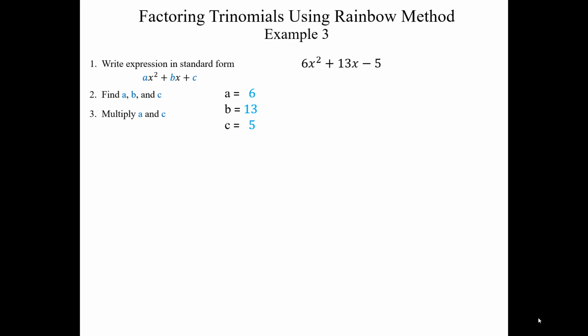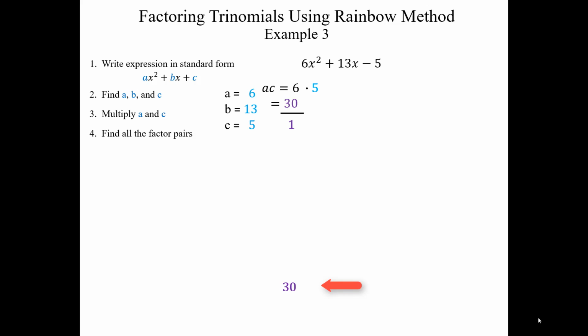Step number 3, we're going to multiply a times c. So here we have a times c is equal to 6 times 5, which gives us 30. Now we need to find all the factor pairs. We'll start with 1, we'll leave some space, and we'll write 30.